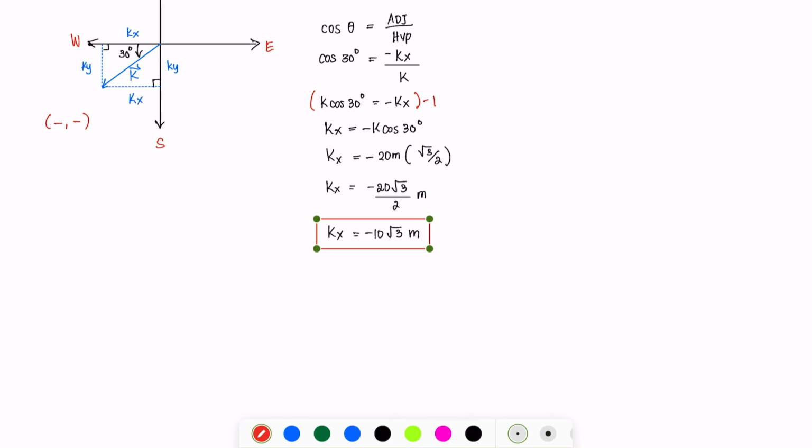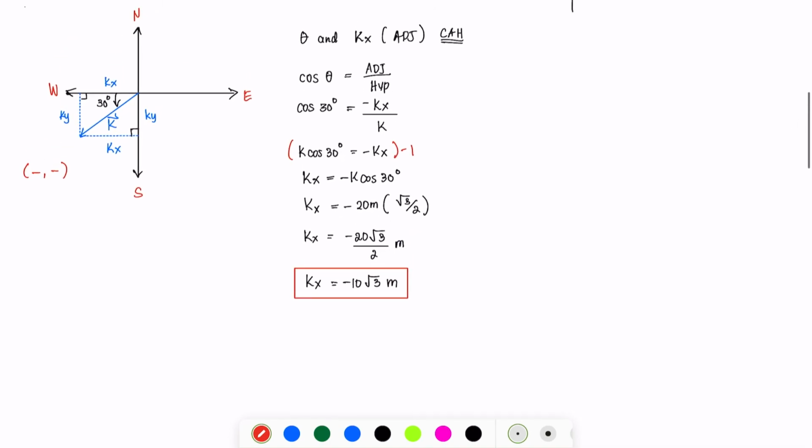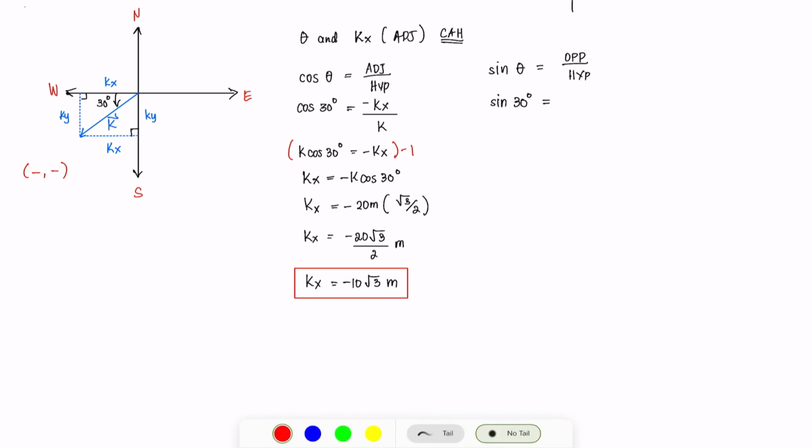Okay. So automatically, the other component, which is the y component, if you're sure that's the other component is cosine, it should be sine. So sine of theta is opposite over hypotenuse. So we do the same thing. Replace the angles and the length. So this is going to be the sine of 30 degrees. And looking back at our sketch of the vector, the opposite with respect to this angle is your k sub y. So that's going to be k sub y.